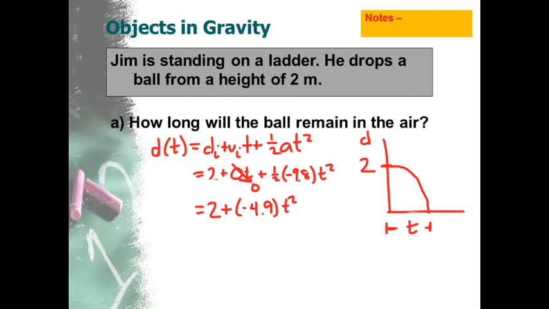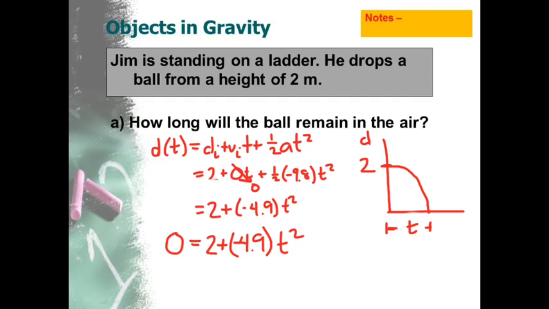So let's go ahead and ask ourselves, when this ball has finished falling, what is its displacement going to be? Well, its displacement is going to be 0, because this along here is a displacement of 0. So when the ball hits the ground, we know that we can set that displacement equal to 0. Our initial displacement is 2 plus negative 4.9 times t squared.